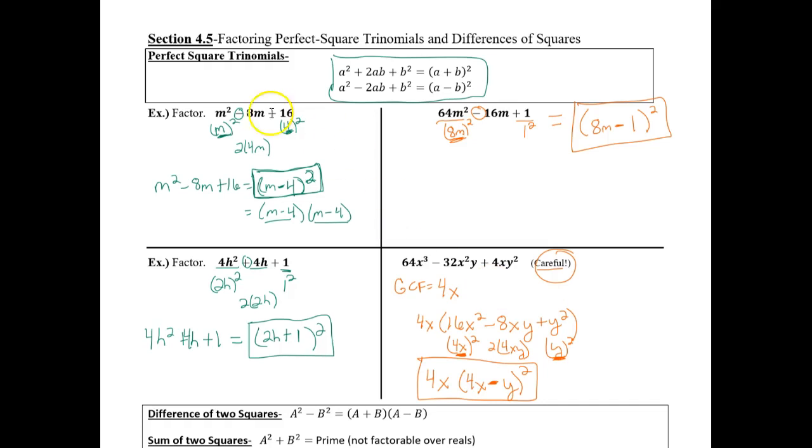Now keep in mind that I have used this shortcut here. If we recognize a perfect square trinomial, we know exactly how it's going to factor. But you do not have to memorize that, because you can always factor these the way we did previously with trinomials.